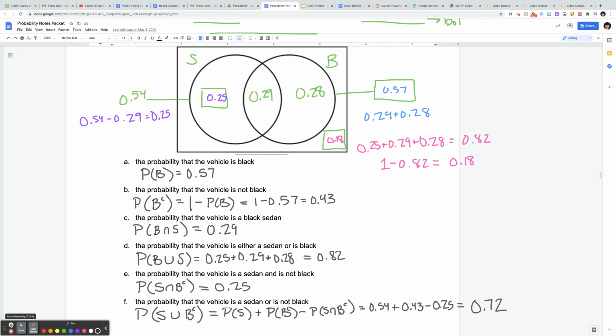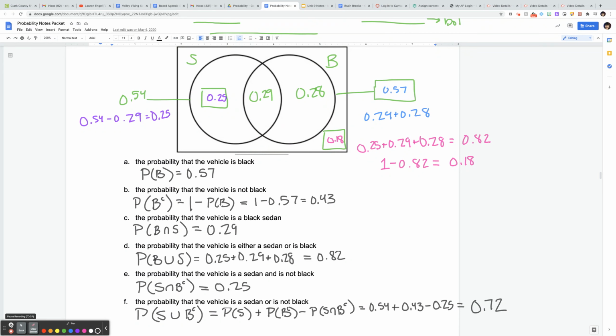All right, so with all of that filled in, most of these are fairly simple. So the probability of a black car is 0.57, it's just the total for that black circle. For the probability that a vehicle is not black, I could add all of the values that are outside of the black circle, but since I already calculated the probability that a car is black, it's easier to just do 1 minus that value, and it'll give me the not probability. So that's what I did, and I got 0.43.